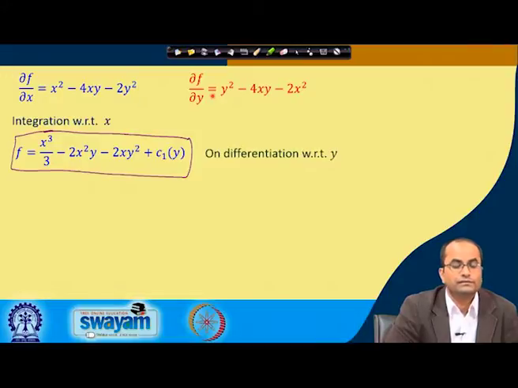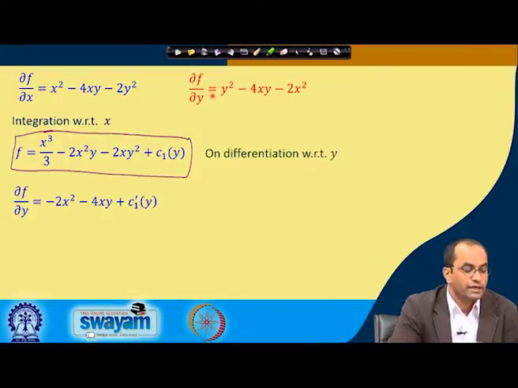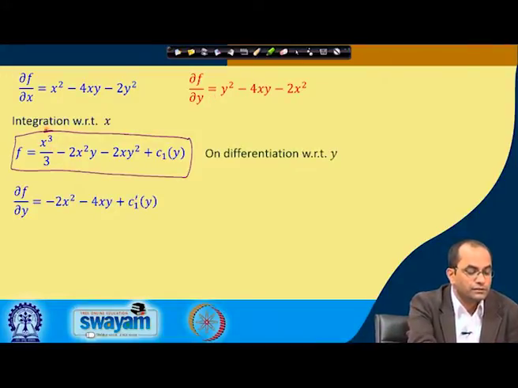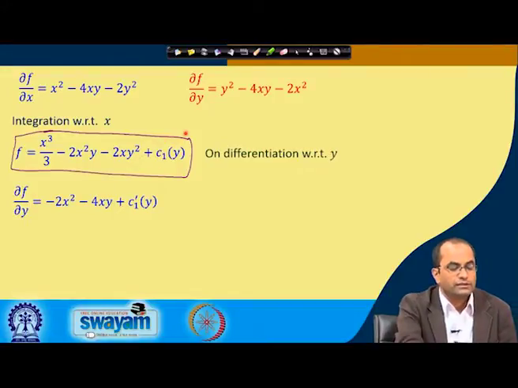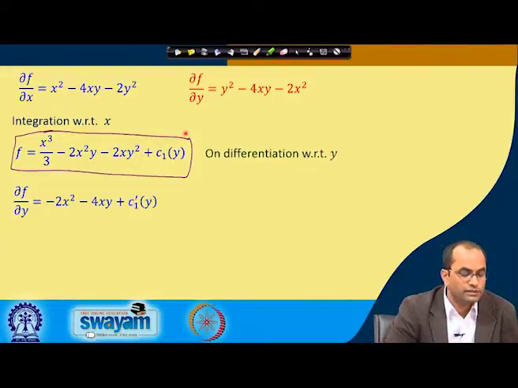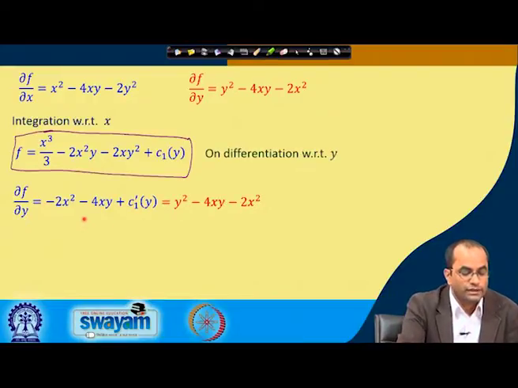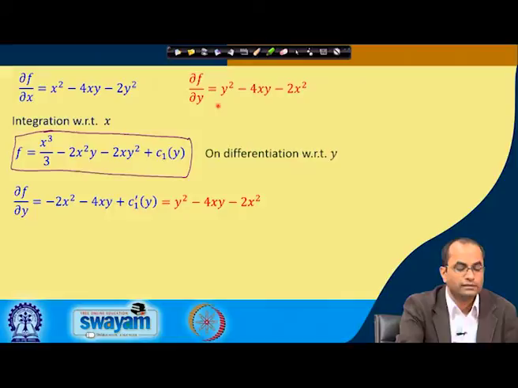On differentiation with respect to y, this term is x alone, so it will be 0 with respect to y. We will get minus 2 x square from here, and minus 4 x y from here, and the derivative of c 1 of y also comes. So, this is equal to y square minus 4 x y minus 2 x square, which is given already, since the partial derivative with respect to y must be equal to this.